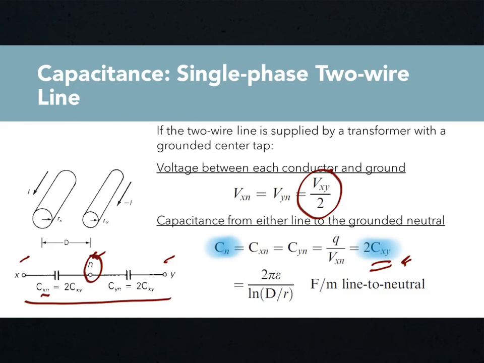So, capacitance to neutral or line to neutral will be 2 pi E over ln of D over R. Okay? So, there's a big difference. Your line-to-line capacitance is pi E over ln of D over R. Okay? But if it's capacitance line to neutral, it's 2 pi E over ln of D over R. Okay? So, please take note of that. Magkaiba kasi yung CN tsaka yung CXY. Okay?